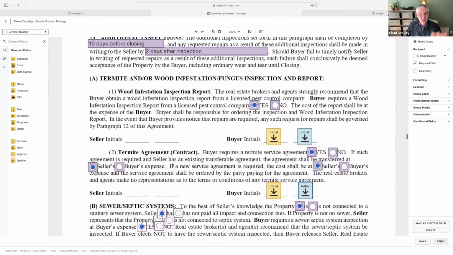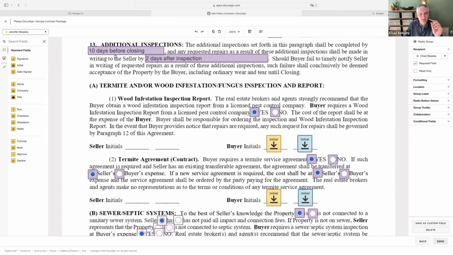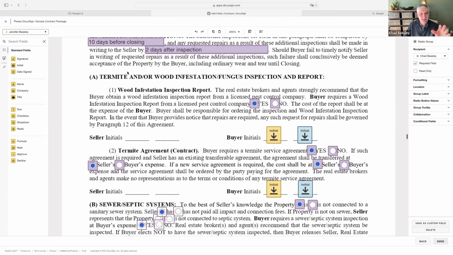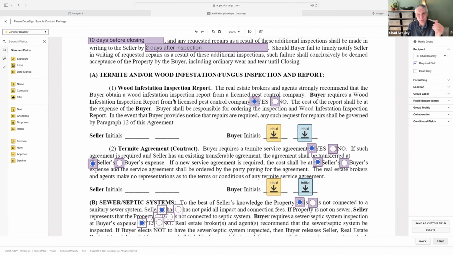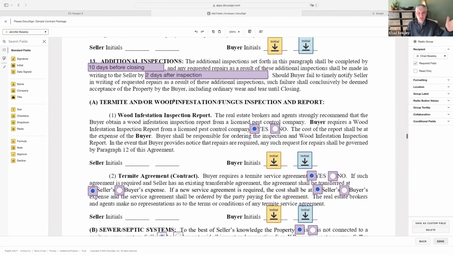So under additional inspections, we're going to get all this done at least 10 days before closing, or whatever time frame you put in there. You want to put enough time that there's time after the general inspection's done to get these things done, because until you know that the general inspection is good, you really don't want to start spending somebody's money on things that, if it blows up over the home inspection, then you're spending money on these other things.